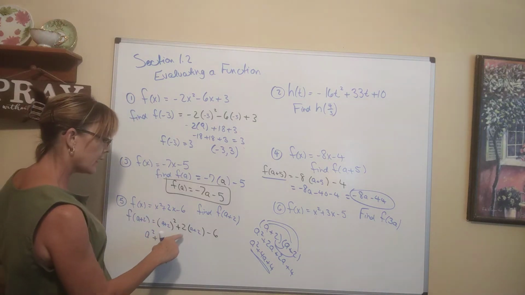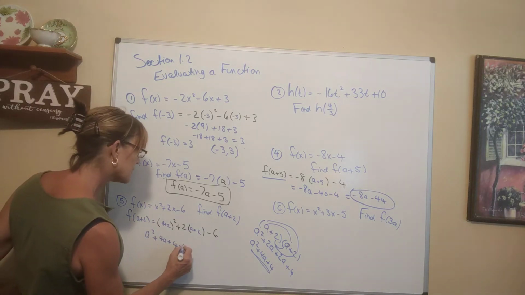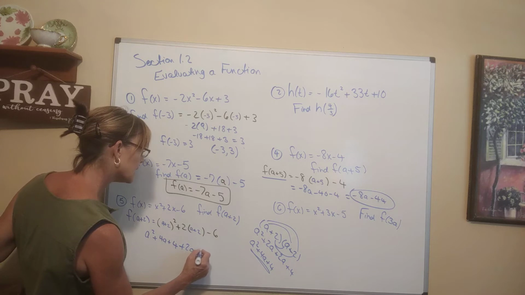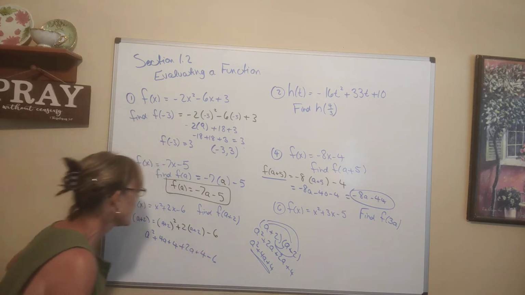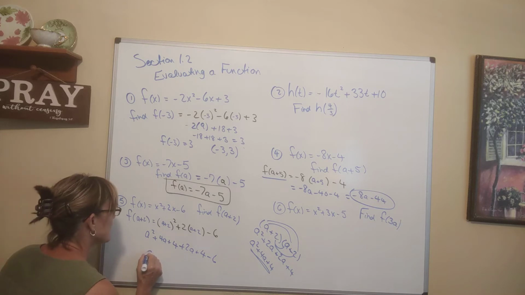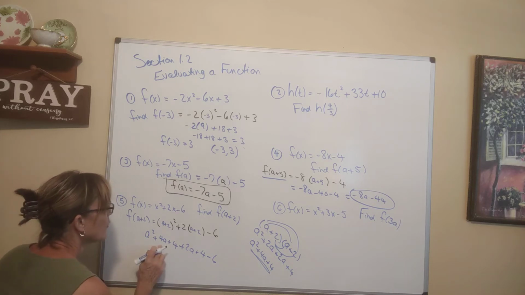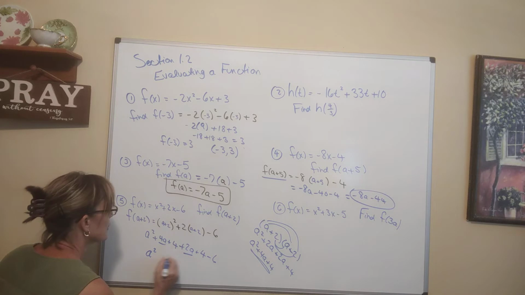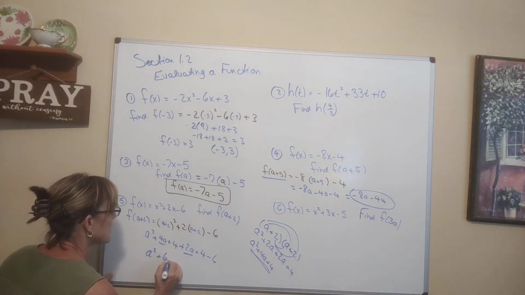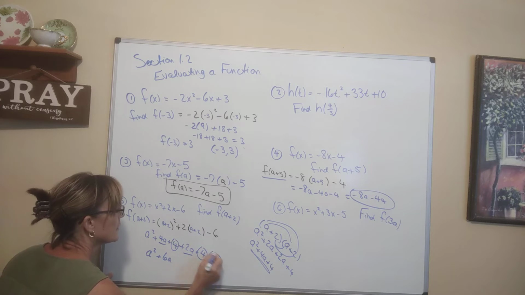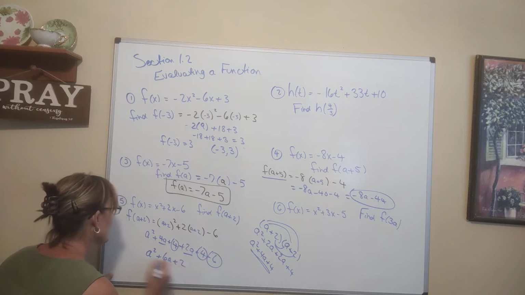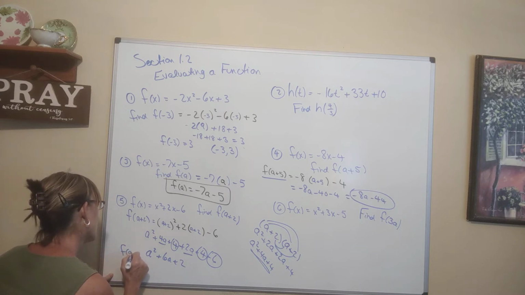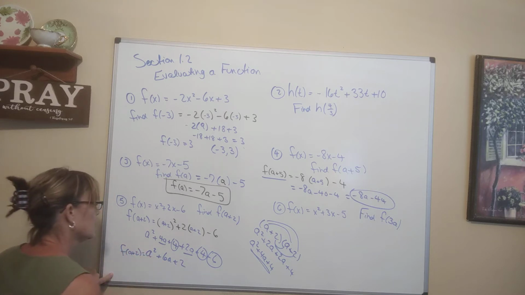Then we can go ahead and distribute this 2 to both terms. So this is plus 2a plus 2 times 2 is 4 minus 6. Lastly, we'll go through and combine like terms. I have a squared, 4a plus 2a, these are like terms, gives me 6a. Then I have a 4 plus a 4 minus 6. 4 plus 4 is 8, minus 6 is 2. This is what f of a plus 2 equals.